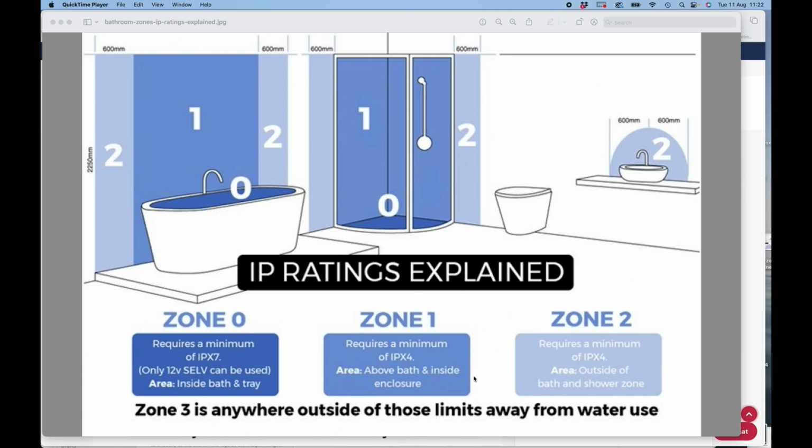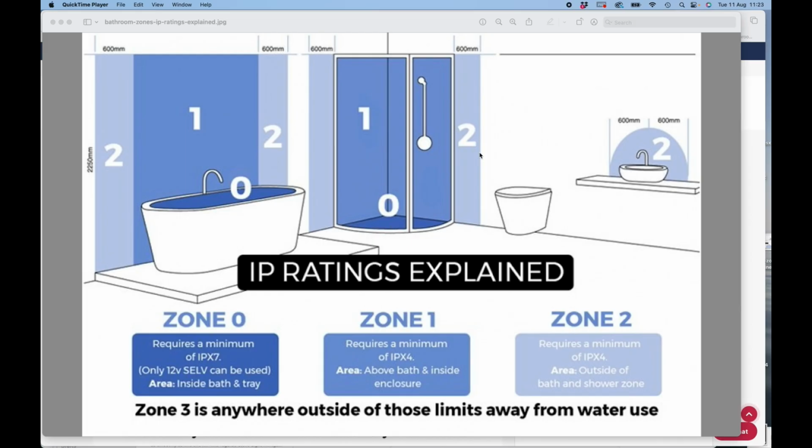So here we have essentially your wet zones. Anything in the shower is zone 1, anything actually in the water, so the tray, is zone 0. Inside the bath is zone 0, just outside the bath is zone 1, and then 600 mm away from the bath either side is zone 2, and that goes from floor to pretty much ceiling, 2250. I think generally ceiling height is about 2300 in the UK, at least that's what I've found.